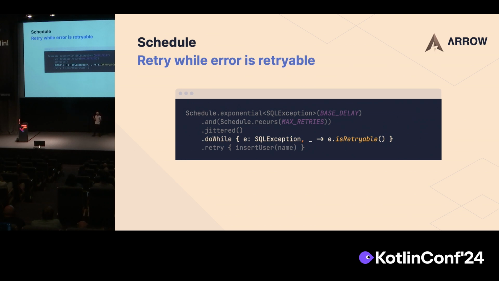But not all SQL exceptions can be retried. So sometimes we want to compose a predicate to say you have to continue running while my predicate returns true. And once the predicate returns false, the SQL exception will be rethrown and the schedule will stop retrying.